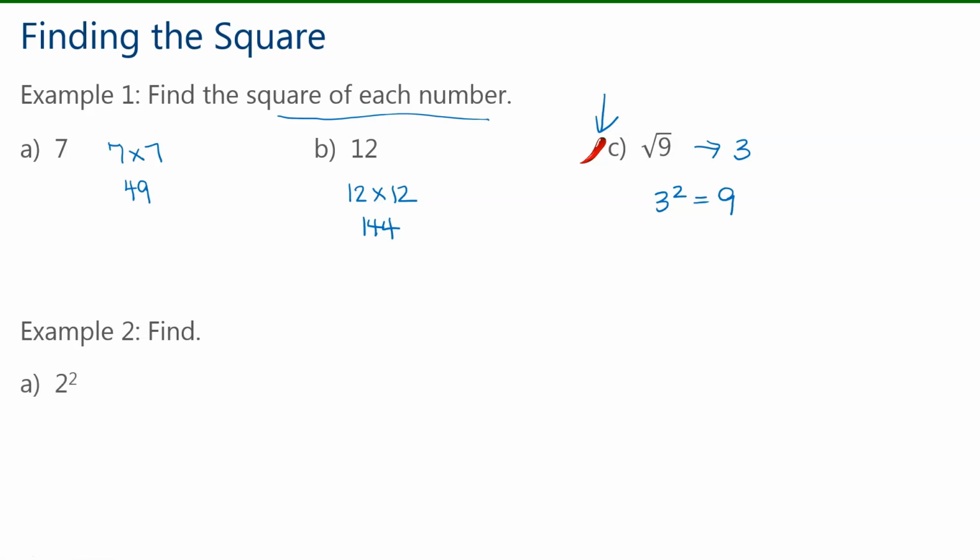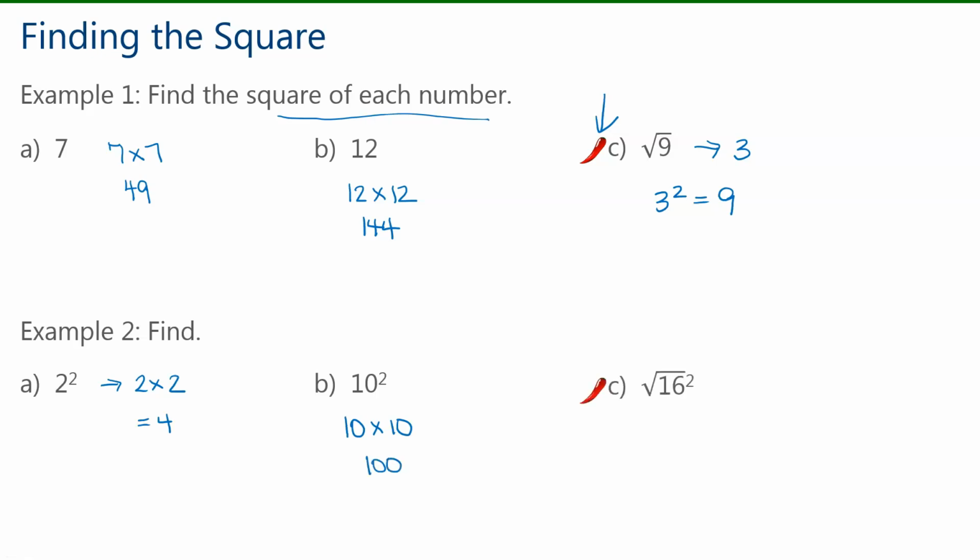Example 2. Find 2 squared. Well, 2 squared means 2 times 2. 2 times 2 is equal to 4. 10 squared, or 10 to the power of 2. That means 10 multiplied by itself. So 10 times 10 is 100.